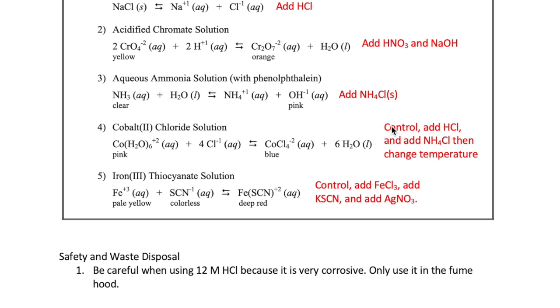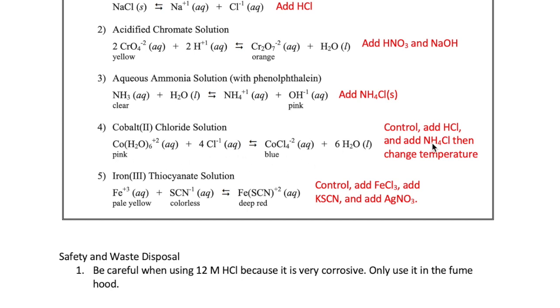You're going to actually prepare 3 different samples. The first sample you're not going to do anything with, so that's your control sample. The second sample, you're going to add HCl, and you're going to see if it shifts more towards the pink side or the blue side. And the third one, you're going to add ammonium chloride, and again try to see if it shifts more towards the pink side or the blue side.